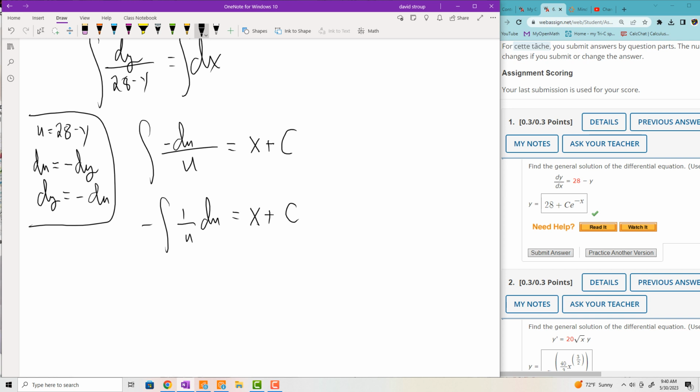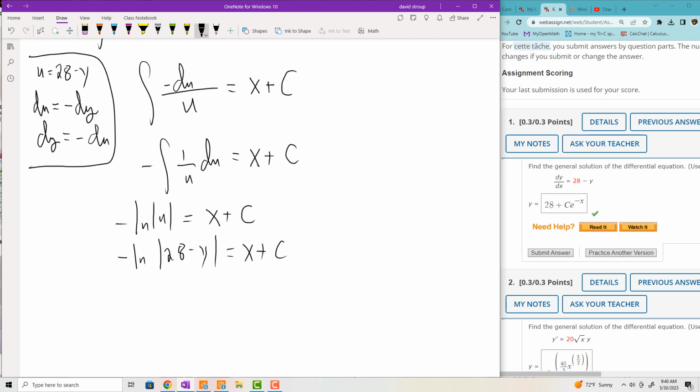Okay, so I'm going to end up with negative ln negative ln of the absolute value of u. And on the right, I have the x plus c. And then, what I want to do is, well, you have to back sub first. So let me back sub. Okay, now I want to solve for y if possible.